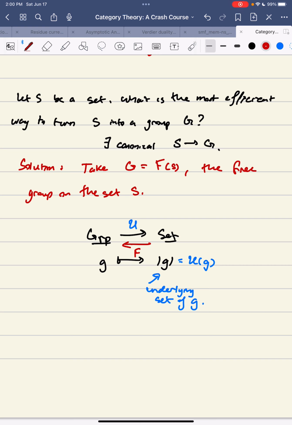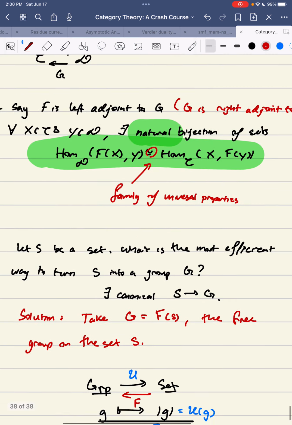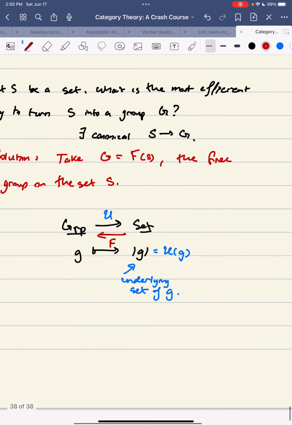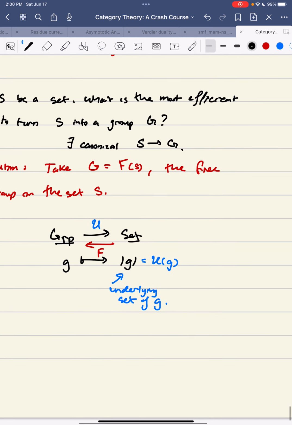So the free group construction being the most efficient way to turn a set into a group is the same thing as saying that these two things form an adjoint pair. Sometimes when I say F is left adjoint to G in this way, we use this symbol to denote that relationship, showing which one is on the left and which one is on the right. In this case, the way I've set things up, the free group is the left adjoint to this functor U.